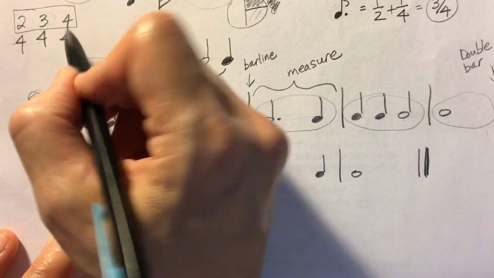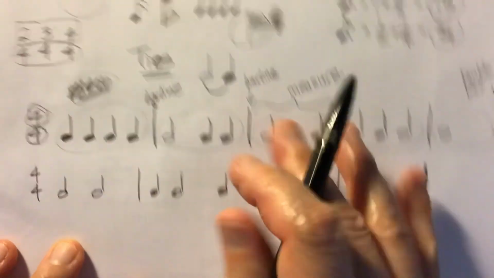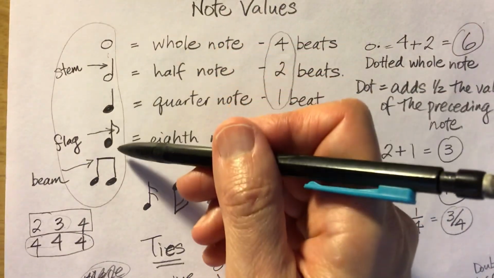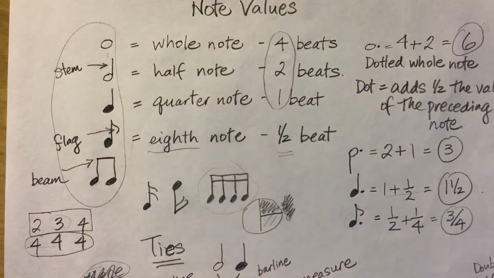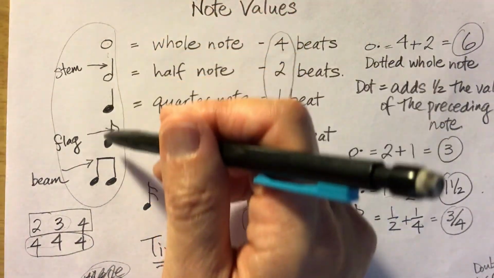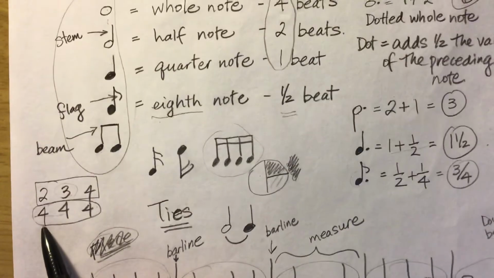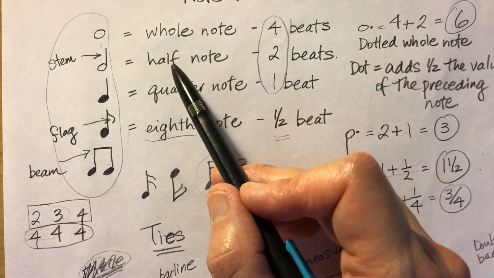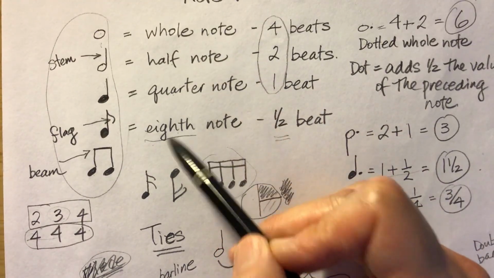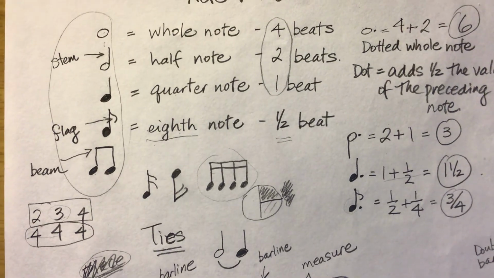This is a constant. This represents one of these note values. The bottom number of every time signature represents a note value. So what note value do you think the 4 at the bottom stands for? Whole note, half note, quarter note, eighth note. Anyone have a guess?